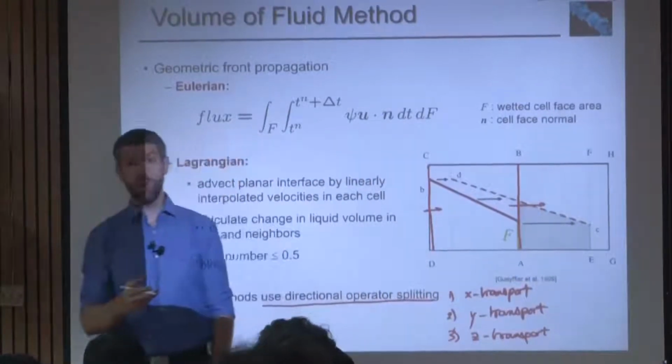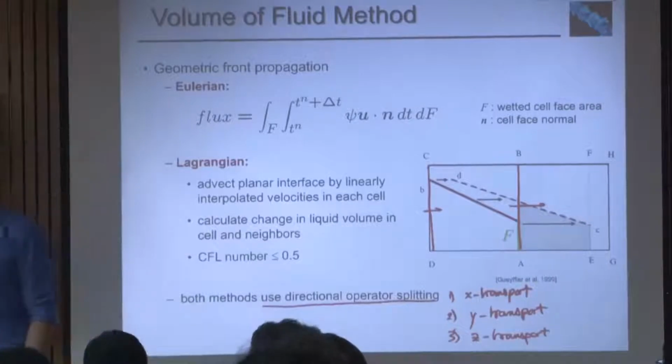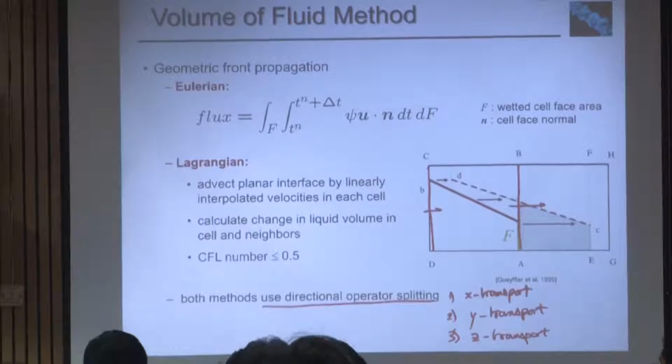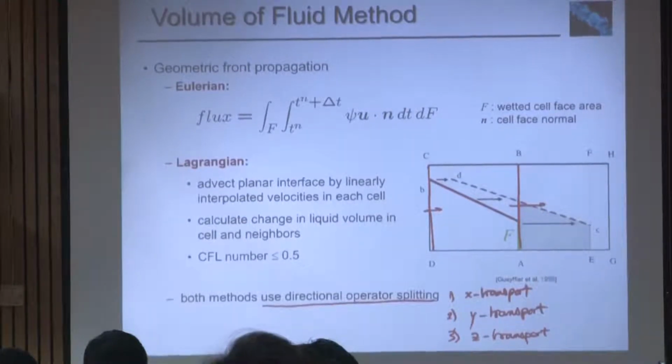Then you do the Y transport. That updates your volume fraction. You can throw out your PLIC reconstruction again. So you have to regenerate this planar reconstruction of the interface. And then you do your Z transport. Now you've done X, Y, Z. You can do one last PLIC reconstruction, and you're done for the time step.